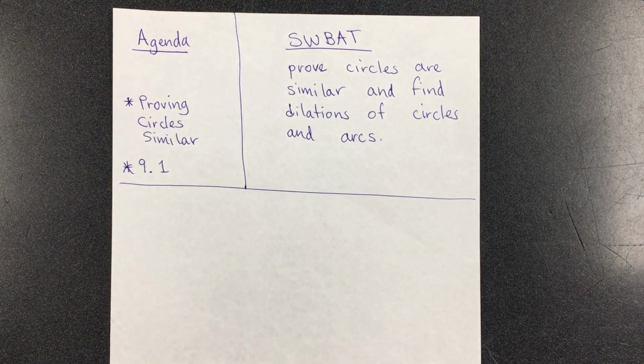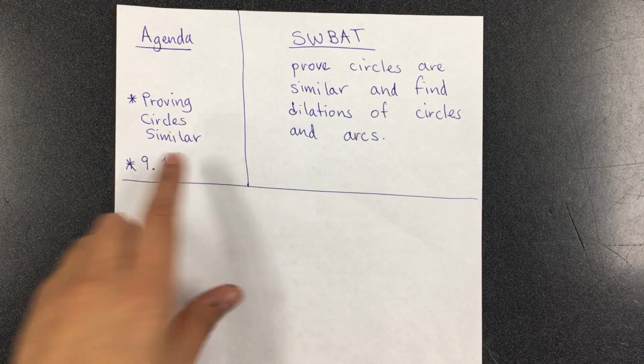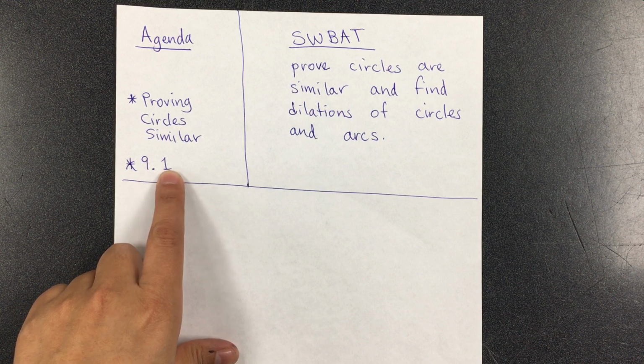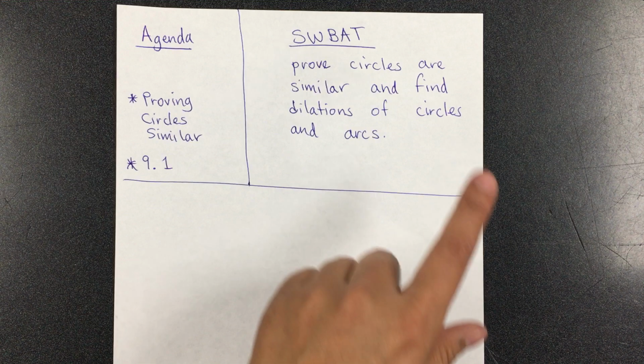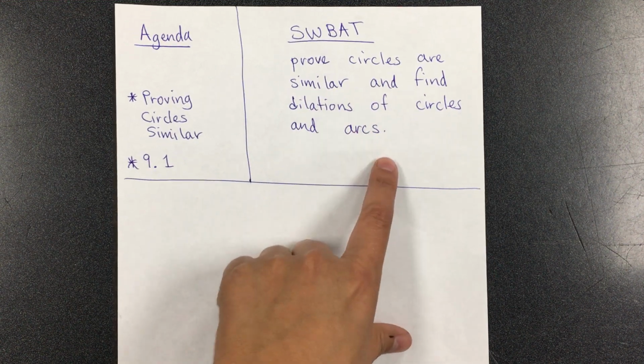Hello students, today's agenda is to prove circles similar, and we're going to do that through constructions, and you will be able to work on 9.1. So today students will be able to prove circles are similar and find dilations of circles and arcs.